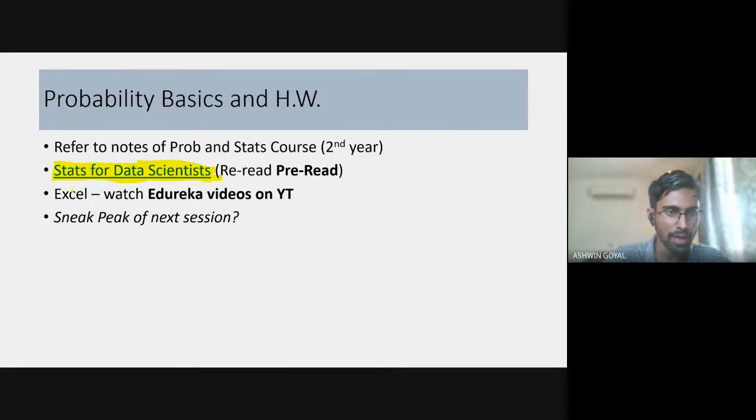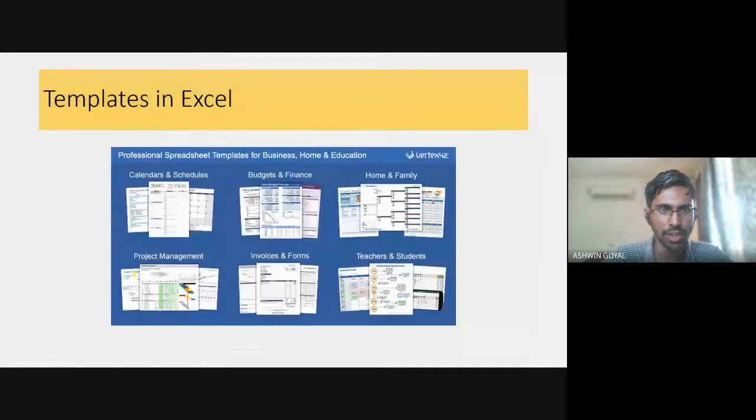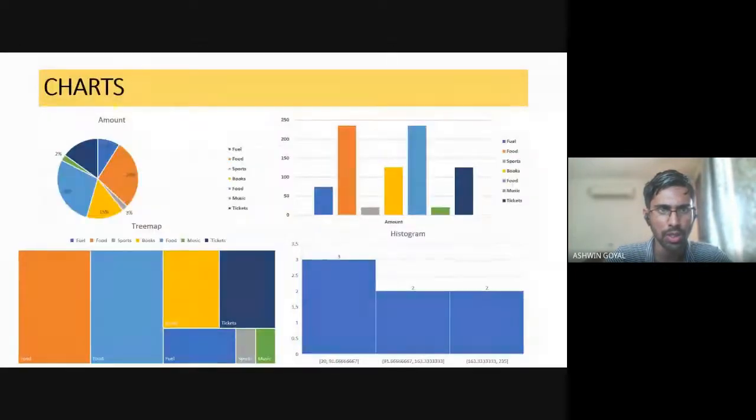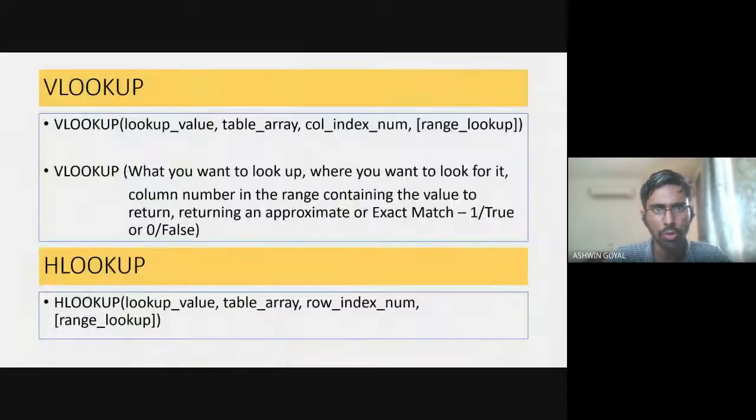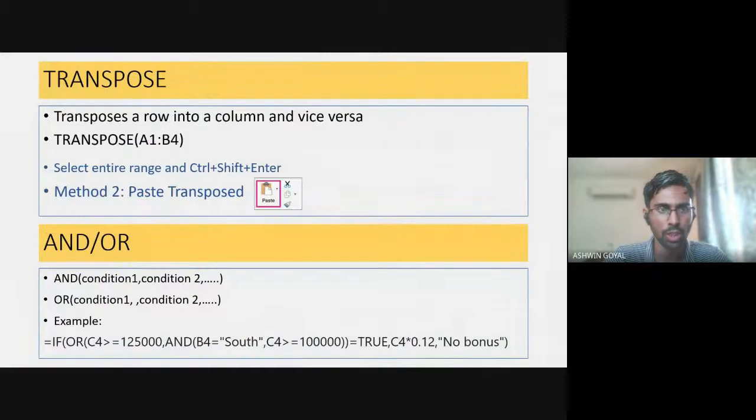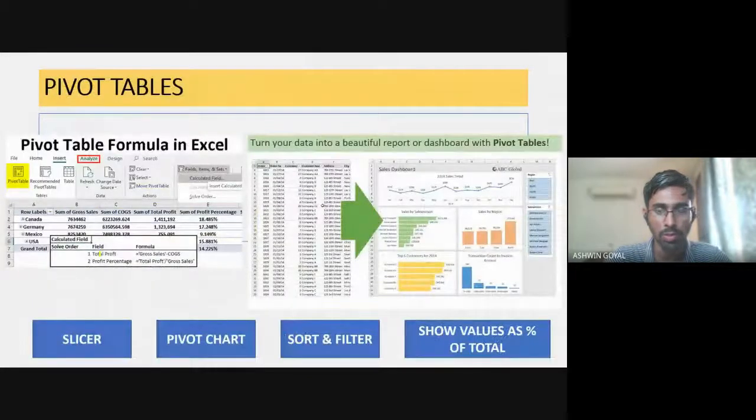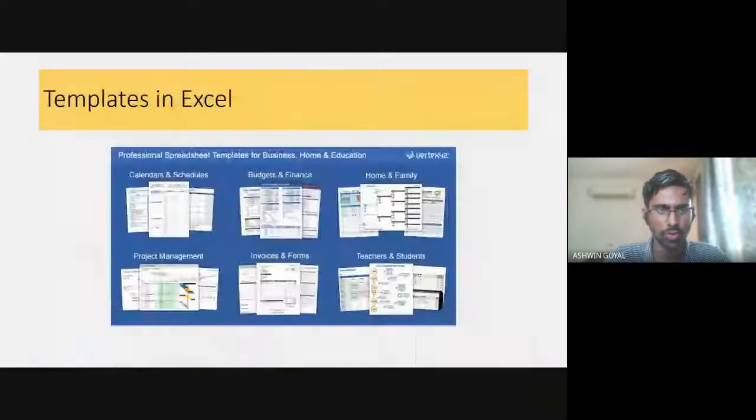Next, we'll cover Excel, and it will be great if you watch Edureka videos on YouTube before coming to the session. If you don't do that, it will be perfectly fine. We'll start Excel from scratch. First, we'll cover some basic concepts, for example cell referencing, navigating, templates, loops, charts, and filters, and then we'll move to advanced concepts like VLOOKUP, HLOOKUP, transpose, match index, and pivot tables, which are extremely important. We'll do all of this in the next session. So we'll move to Excel next.